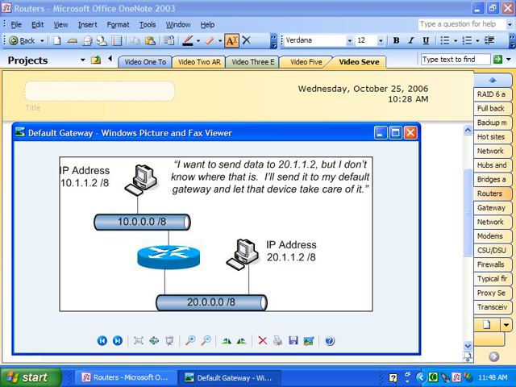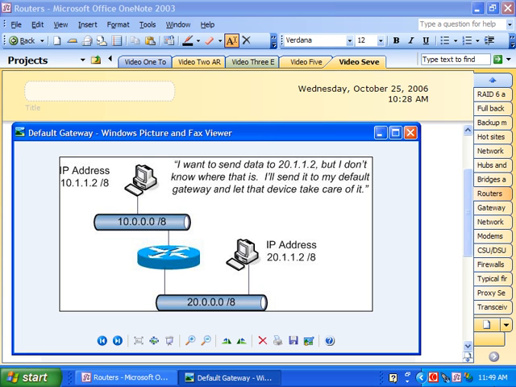So in this case, the PC should be configured to use the router interface on its segment as its default gateway. And I'm going to give you several definitions for gateway here in a few moments because it's a widely used term and it can mean a lot of different things. But default gateway is basically, there's where I'm going to send this data if I don't have any other idea where to send it. It's a gateway of last resort. It is the default gateway.